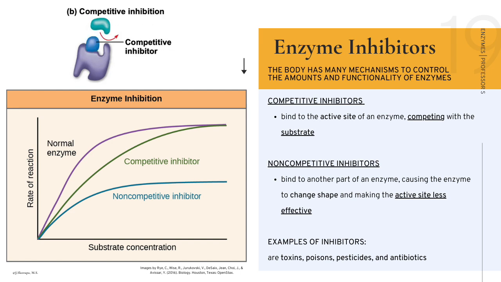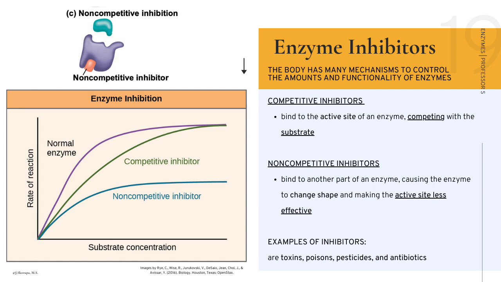Let's consider competitive first. A competitive inhibitor is competing for access to the active site, and it's competing with the substrate for this access. So it makes sense that if we increase the amount of substrate, it'll have a higher chance of being the molecule that binds to the active site. But this only increases the rate up to a certain substrate concentration.